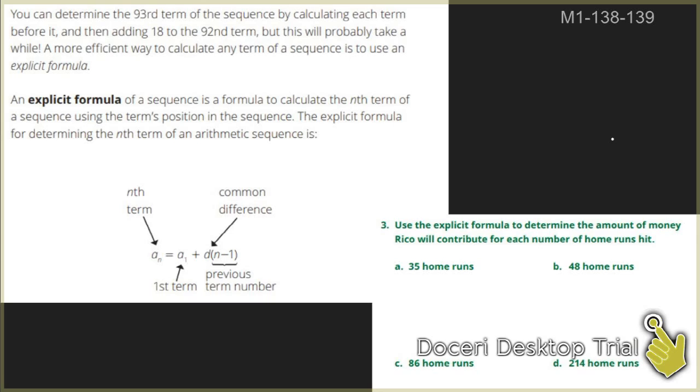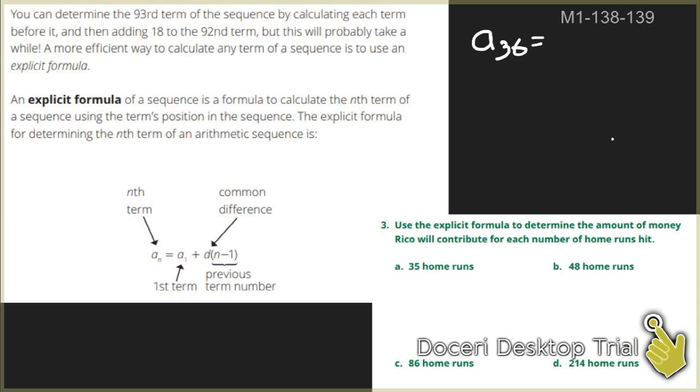So again, I guess this is on page 139, we're going to use the explicit formula this time to find how much it will cost for 35 home runs. Now, remember, 35 home runs really means the 36th term, because if you recall, the first term is 0 home runs. So 35 home runs is really the 36th term. So we're really trying to find a to the 36th.